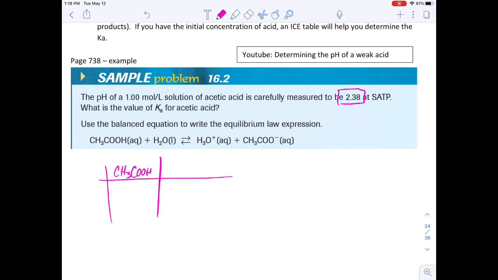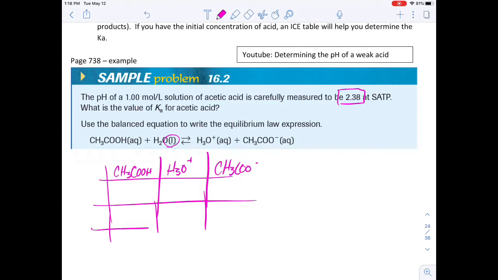I don't include water because it's the pure liquid form. I've got hydronium, and I've got acetate. There are a few nice things with equilibrium tables with acids. One of them is that the coefficients are always going to be 1. Even if it's a polyprotic acid that's got more than one hydrogen to give up, we only look at one hydrogen going at a time. So my initial concentration of the acid is 1.00 mole per liter. We have 0 amount of the products, but at equilibrium, the pH equals 2.38.